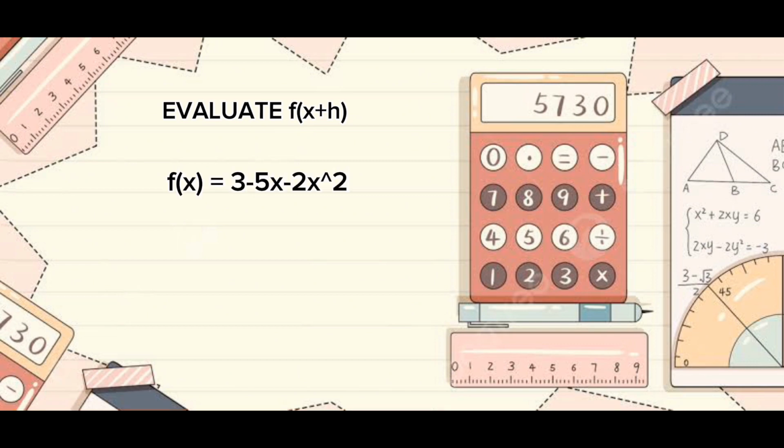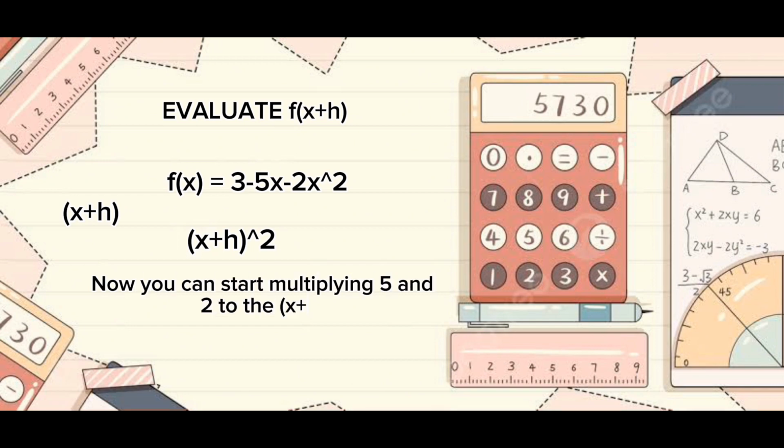is equal to 3 minus 5x minus 2x squared, substitute x plus h for x in the original function. Now you can simplify the equation, and start using the FOIL method on x plus h squared. Now you can start multiplying 5 and 2 with x plus h. Raynor, you're doing fantastic. Now, get ready for the difficult question.